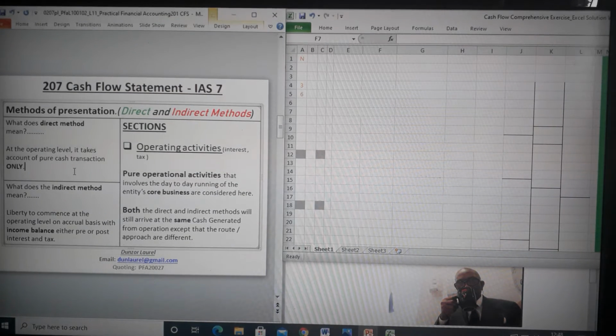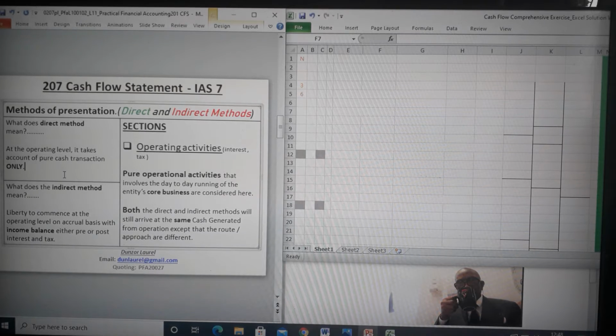The other two levels, that is the investing activity and financing activity, are similar for both methods. So there's no difference between how you deal with the cash flow statement under these two methods when it comes to investing and financing activities. It's just the operating activity that you need to be very careful with. The direct method is a bit difficult, but very intuitive.